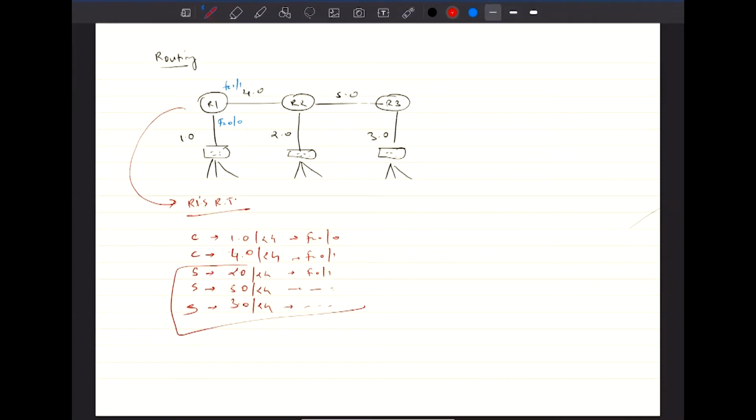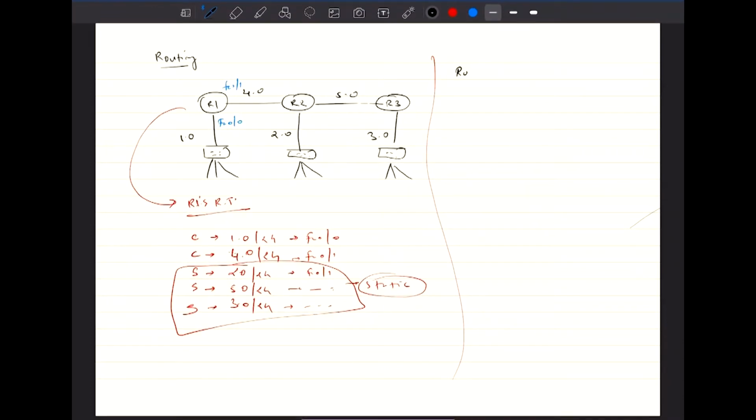These are called the static way of adding routes into your routing table. But this is not an efficient way of doing routing in bigger scenarios. So what we do is explore alternatives or different ways of implementing routing in our scenario.